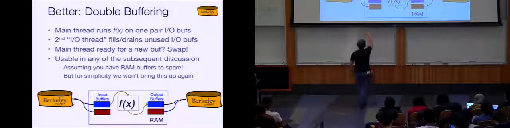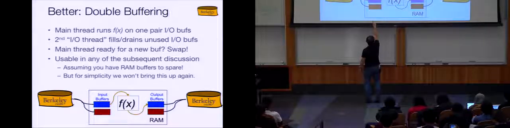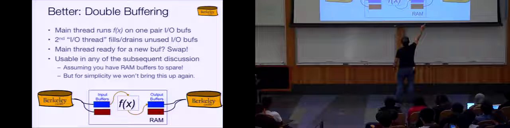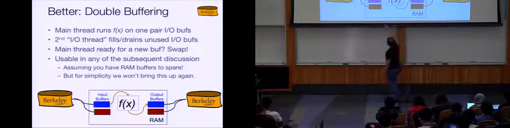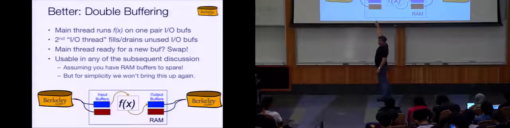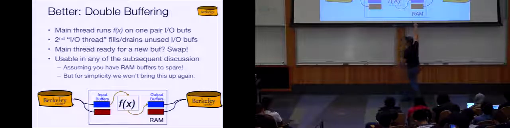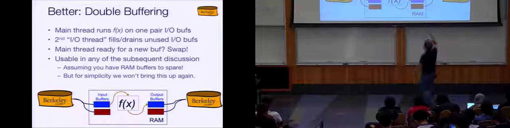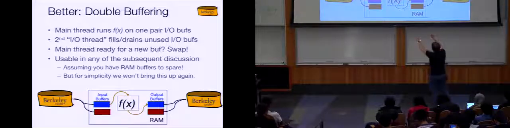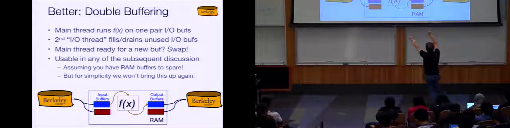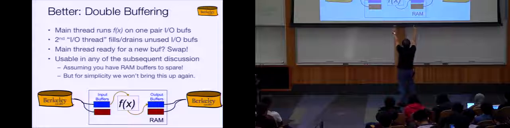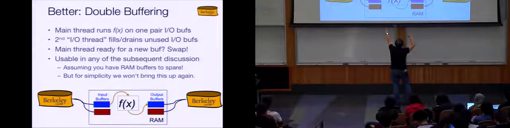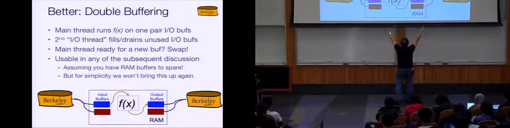One of them is doing what we described before. It's filling that input buffer, or it's draining that output buffer. But one of them is reading the next input buffer in advance. Or maybe if this one is getting behind, it's there to write an output buffer that you're not using anymore. So basically the way this works is the main thread runs f of x on one pair of buffers, and the second I/O thread fills the others. Let's say those are the blue ones. Right now f of x is being used on the blue buffers, but there's another thread that's filling up that input buffer and maybe draining that output buffer.